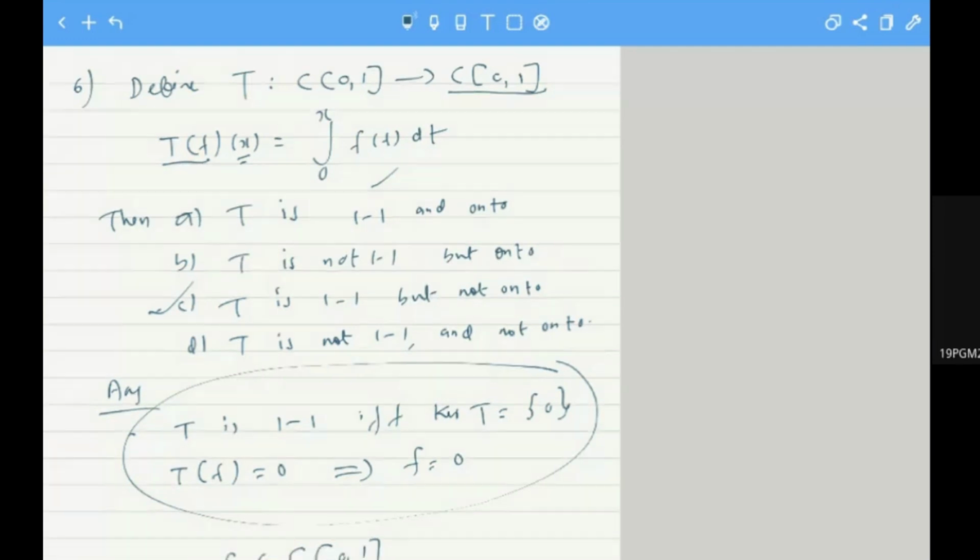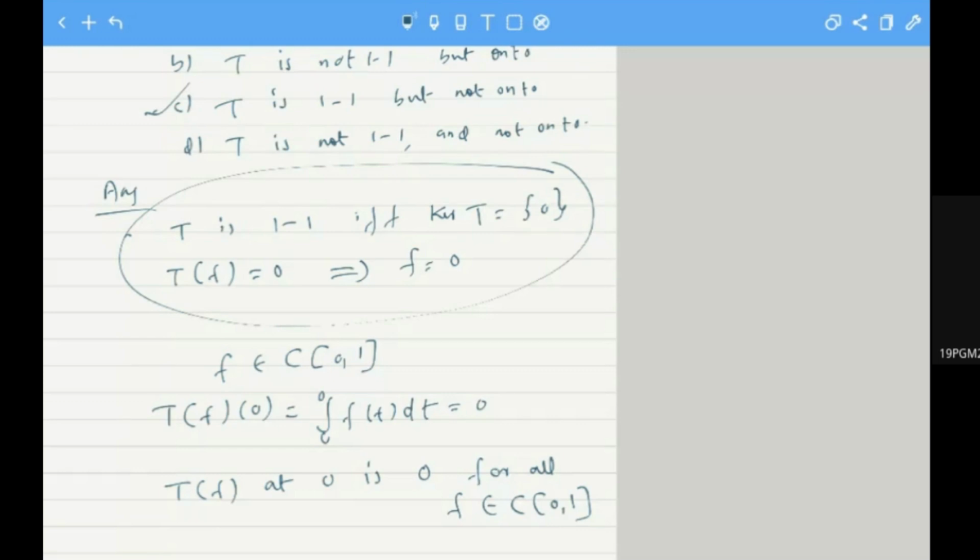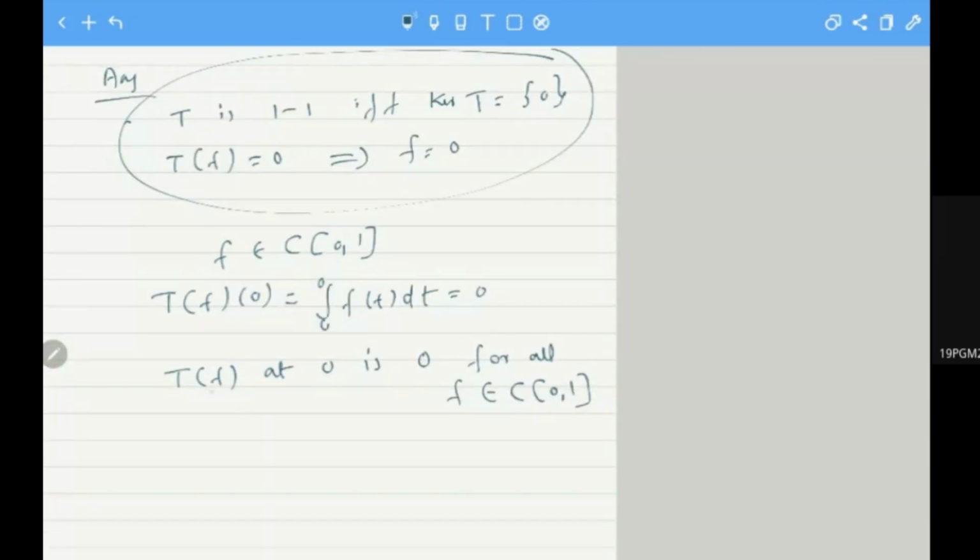Now we are looking at the image T of f. You start with the function f, and T of f acting at the point 0. What is that? It is the integral 0 to 0 f(t) dt. That is equal to 0. That means the value of T of f at the point 0 is 0, for all f. Is it clear?